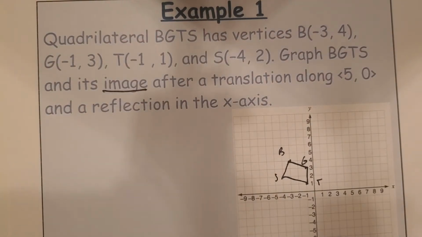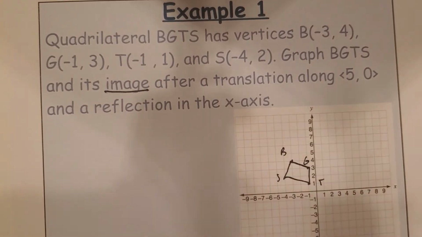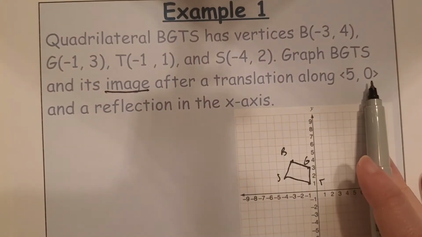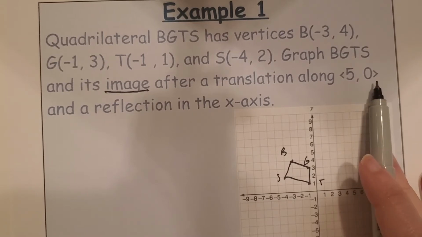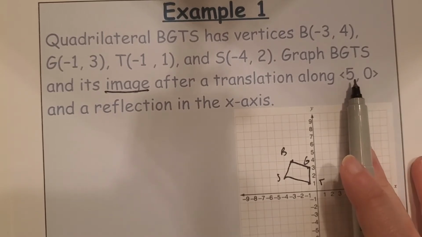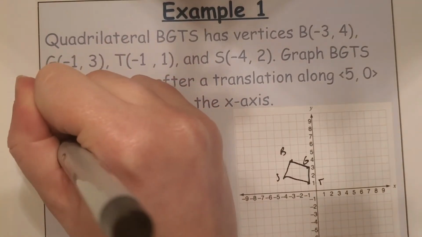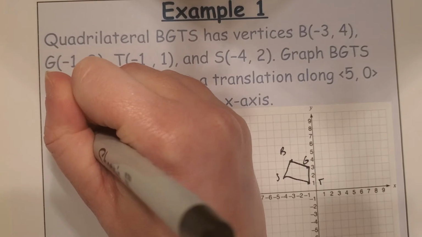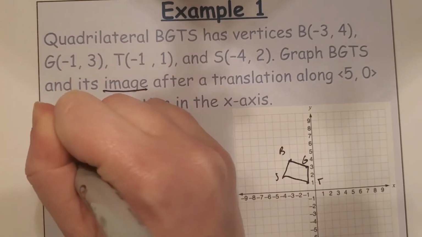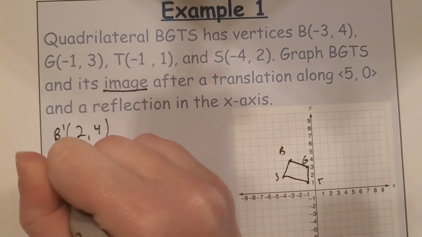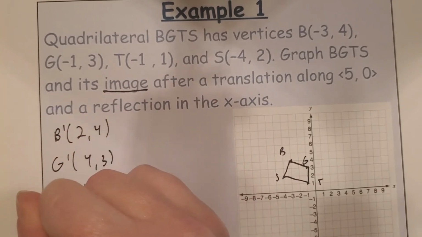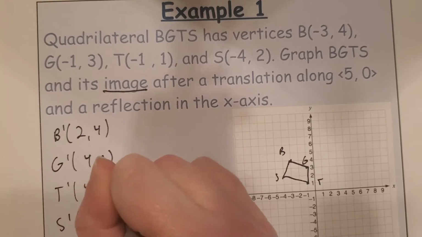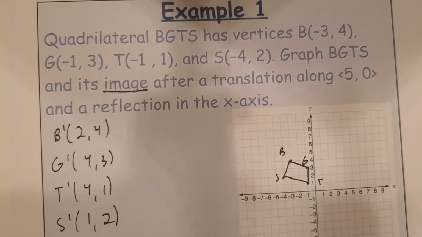Okay. So here's the idea, right? First, we know that it's being translated along this vector. So we're going to apply the same translation rules to these original 4 points. So basically, because the y value of this vector is 0, nothing's happening to the y. All we're doing is adding 5 to every single x value. So B prime is going to be negative 3 plus 5, which is 2, comma 4. G prime is 4, 3. T prime is 4, 1. And S prime is 1, 2. So that's what happens after we translate it along that vector.